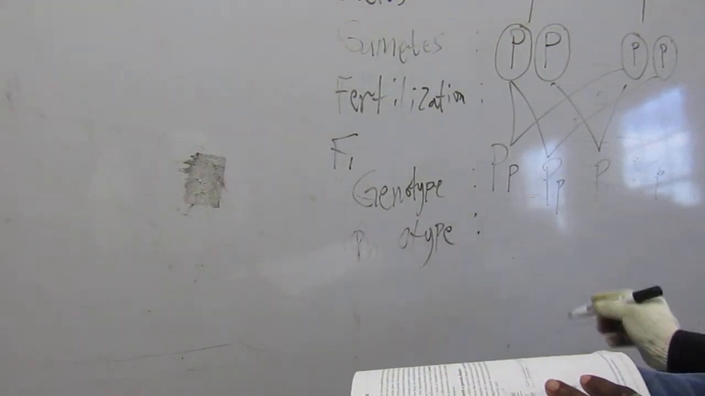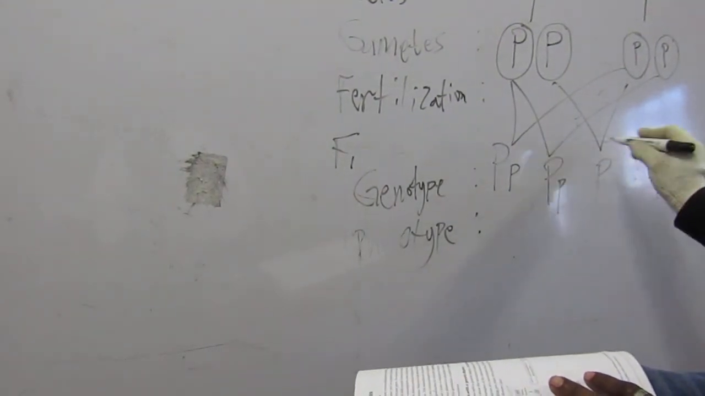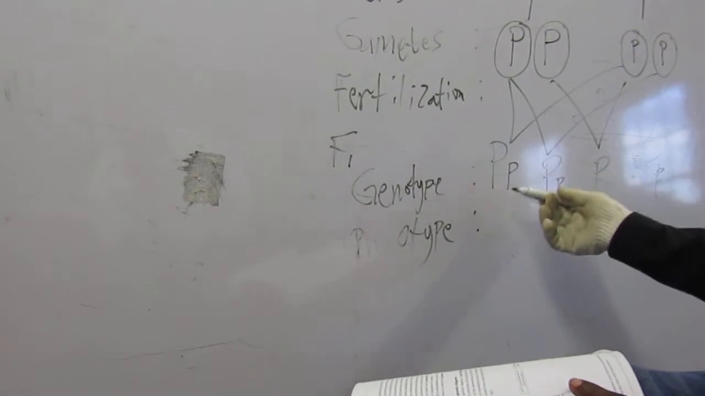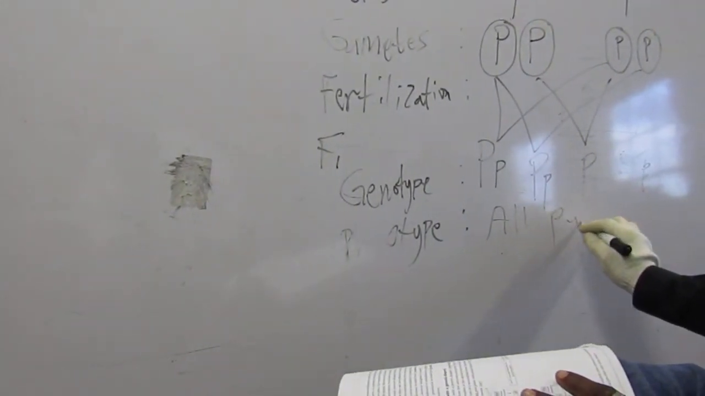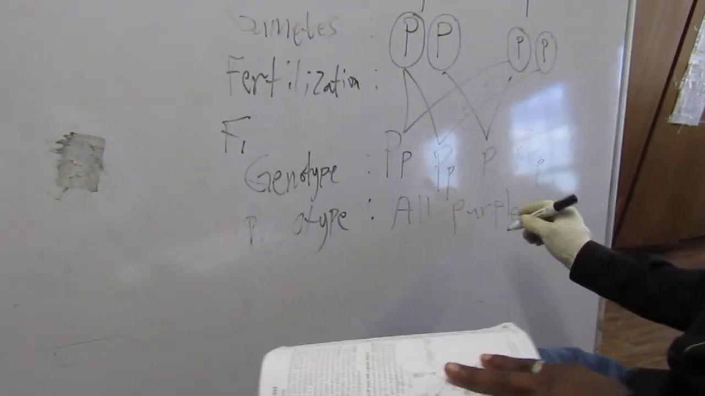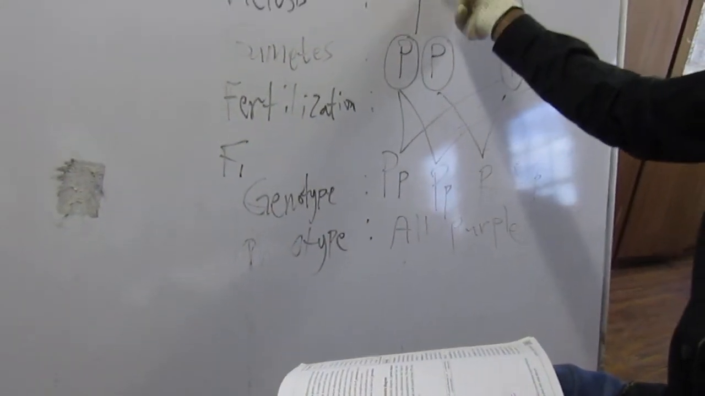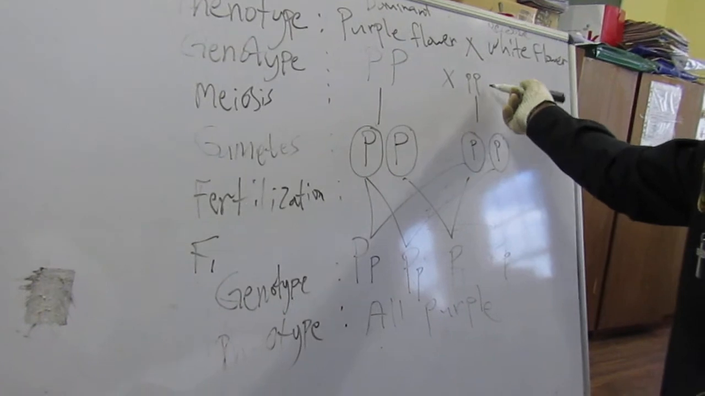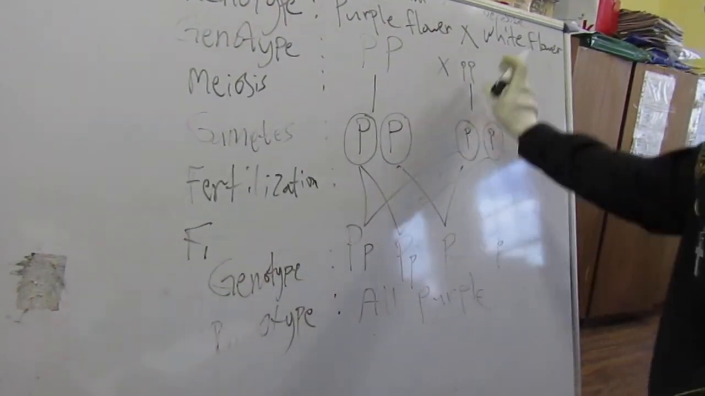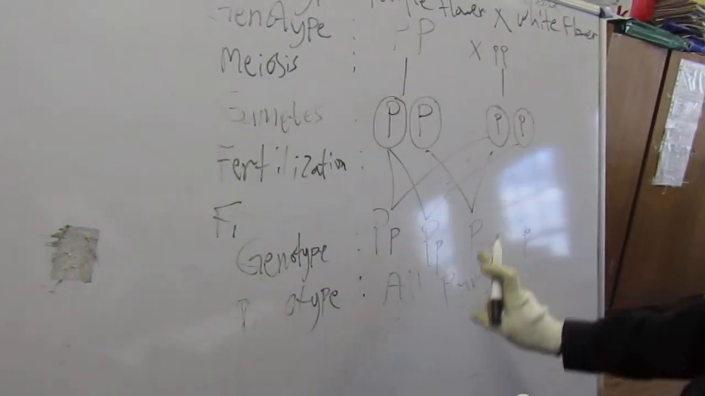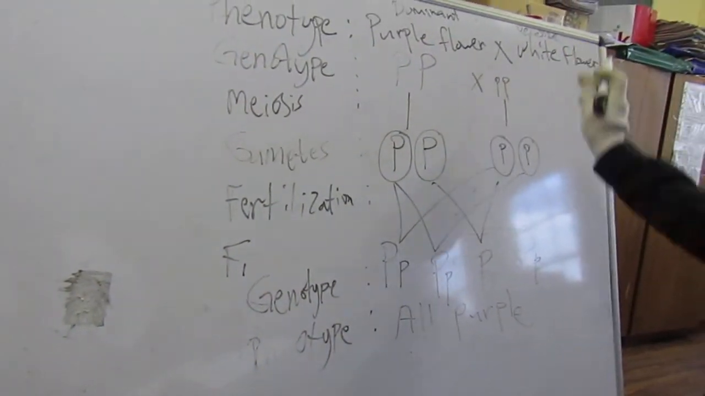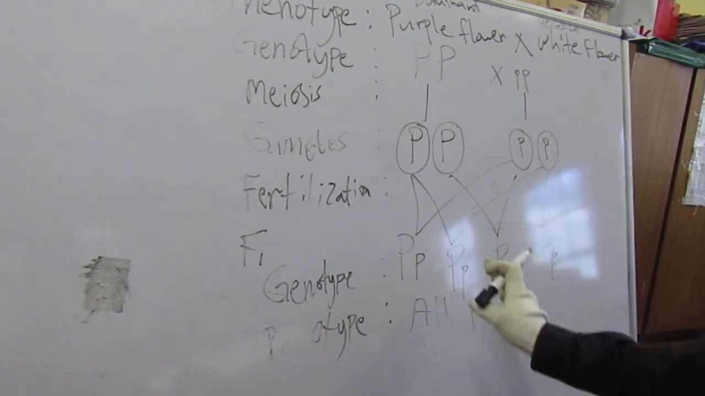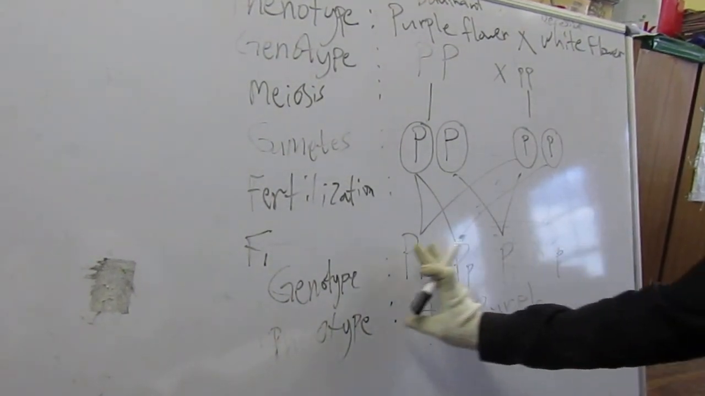What is the color of this offspring? This offspring is purple. They are all purple. Why is it purple? It's because capital letter P is dominant over small letter p. That means the flower is white, but these plants carry the color white, but now it's recessive. Purple only, so all the offsprings are purple.